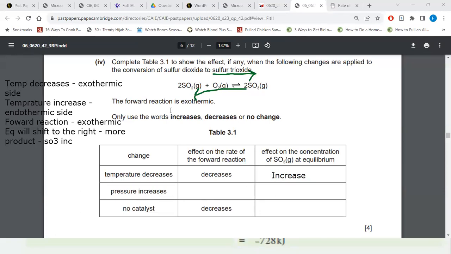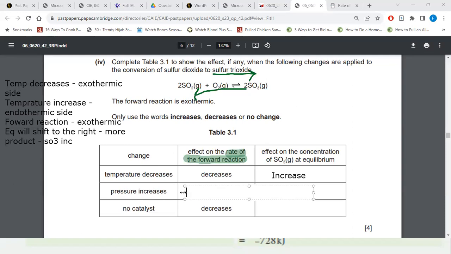Okay. Next one, they're saying, what is the effect of pressure? Now, we have to talk about pressure on two things, not just the equilibrium, but also on the rate of reaction. So when we did the topic of rate of reaction, I told you the different factors that affect the speed of a reaction. So what do you remember about pressure? If I increase the pressure, what will happen to the rate of reaction?